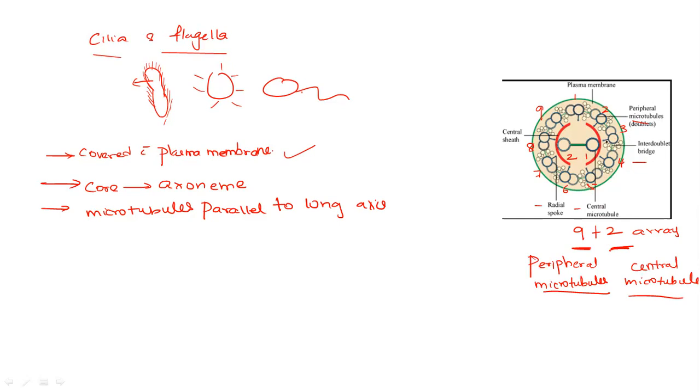If you see this attachment, you can see how these microtubules have interdoublet bridges over here. And then this is the radial spike. I'm drawing it again so that it's easy for you. These are the radial spikes. These are the interdoublet bridges, which basically attach two doublets, the small ones here. Then you have a central sheath, and you can of course see the outer plasma membrane.